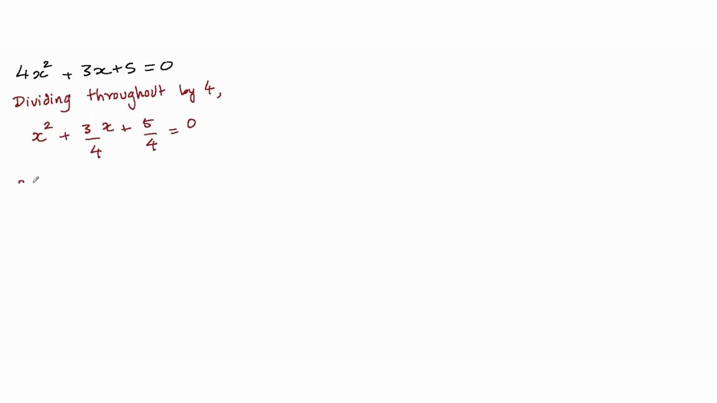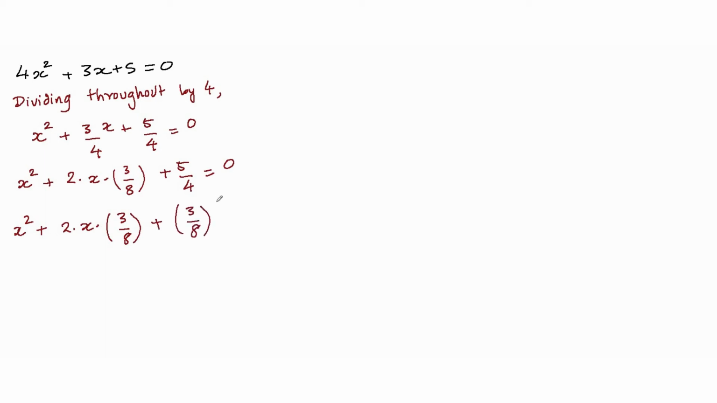So this is of the form a square plus 2 into x into the b part, which is 3 upon 8 now. Do you understand why? Because I have divided the denominator, I have multiplied the denominator by 2, which means 4 into 2 would become 8, and that's why I have 3 by 8. So this becomes x square plus 2 into x into 3 upon 8, and let's add 3 upon 8 the whole square to both sides, and then I have plus 5 by 4.